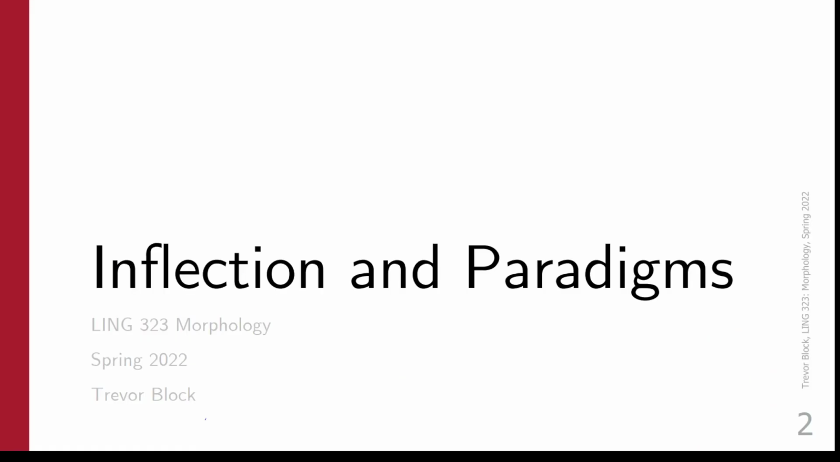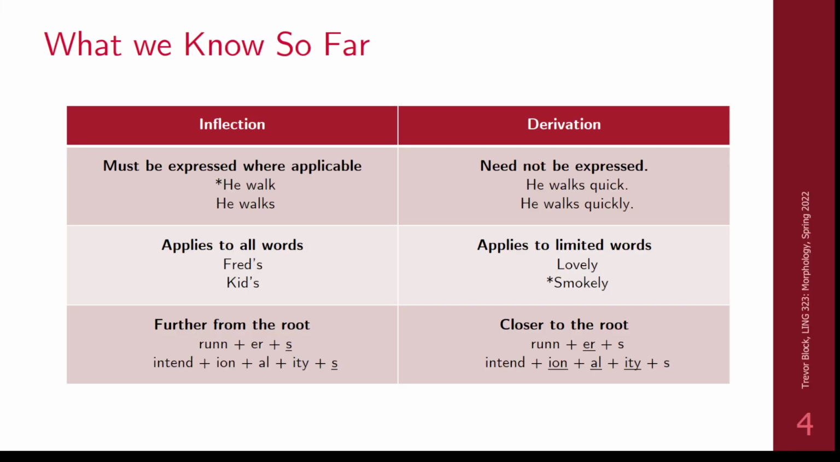Okay, so what do we know so far? What we talked about last week were three core differences between inflection and derivation. So this is what you can use, and with a binary approach, most of the time you can pretty much determine whether something is a derivation or inflection. At least these are some of the properties that seem to be the most important.